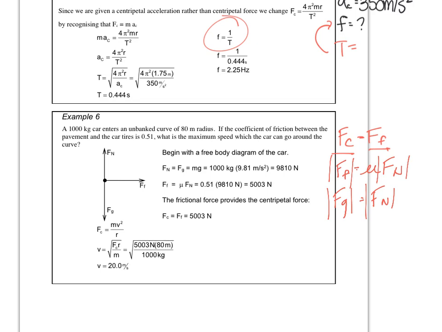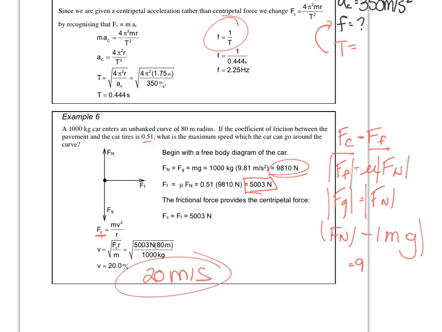So finding this, Fn is equal to the absolute value of m times g, and we get that Fn is 9,810. So finding the force of friction using that, we get the force of friction is 5,003 newtons. Because we now have the force of friction, we know that it is equal to the centripetal force. We can sub into our equation here and find that velocity is 20 meters per second, should be 20 with our 2 significant digits from the coefficient of friction.